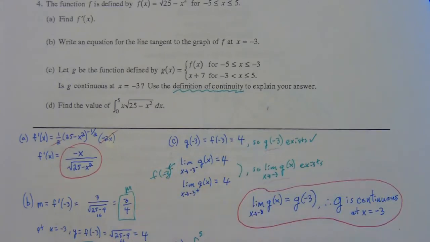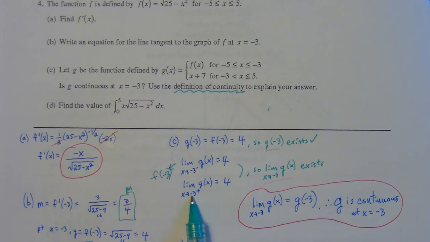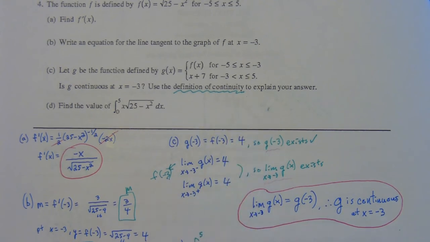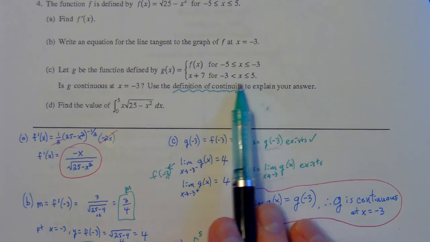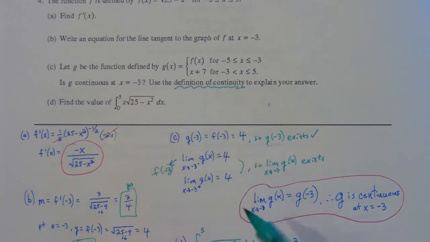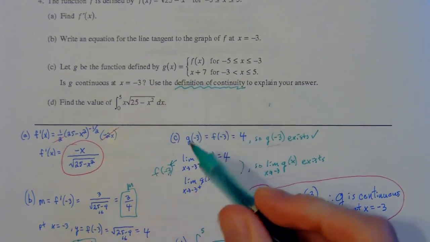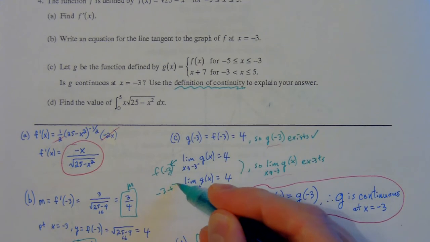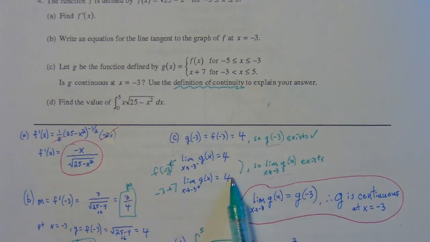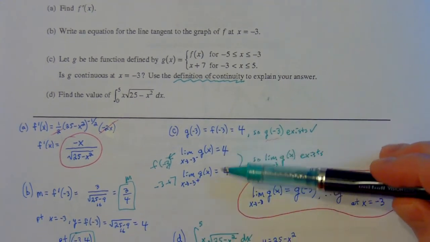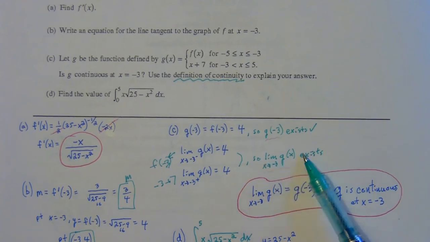For the same reason, this one here, when you say limit as x approaches -3 from the right, that's like the -2.999 side. So that's from this side over here. That's using your bottom function. So you're going to take -3 and plug it in for that x. So you're going to go -3 plus 7, plugging it into that bottom function, and you're also getting 4. Now, since you got 4 for both of those limits, that means that limit exists.